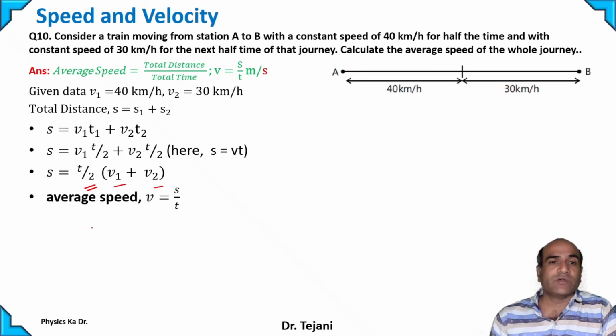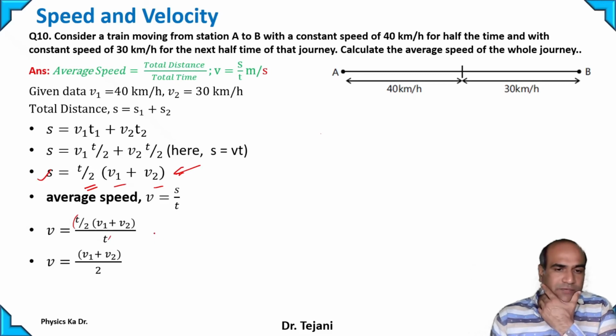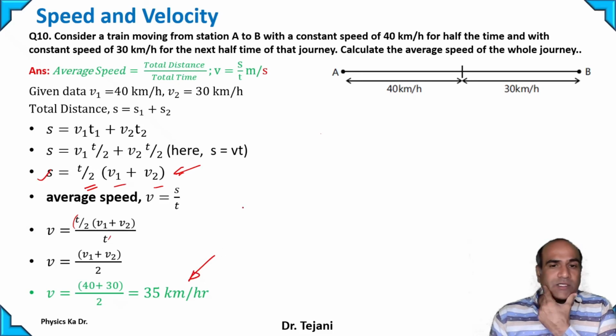So v1 plus v2, and the total distance becomes t by 2 times v1 plus v2. Now average speed is equal to total distance by total time, that is also t. So t by t cancels out and it becomes v1 plus v2 by 2, and the average speed is 35 kilometers per hour.